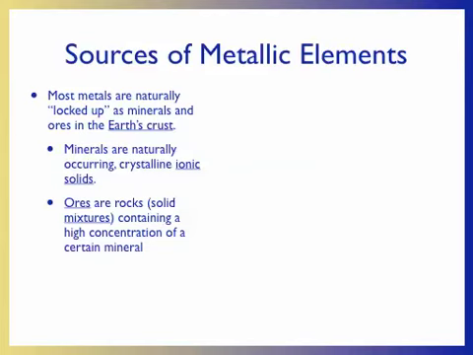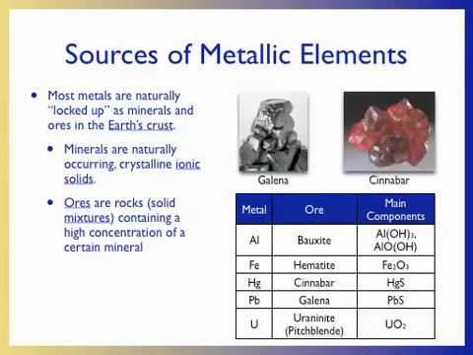We can think of ores as rocks that contain a high concentration of a certain mineral, which contains a specific metallic element. Here are a few examples of different ores that contain different elements. Aluminum comes from an ore called bauxite, which is a combination of aluminum hydroxide and aluminum oxide hydroxide. Iron is most commonly found in hematite, whose main component is iron(III) oxide, or rust.